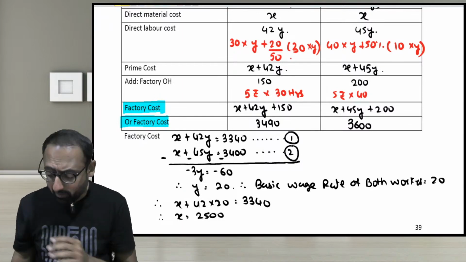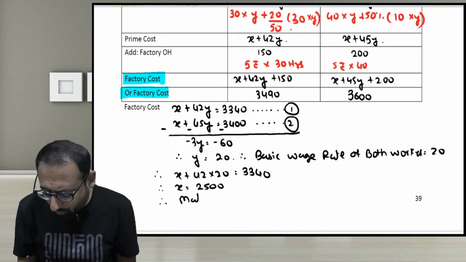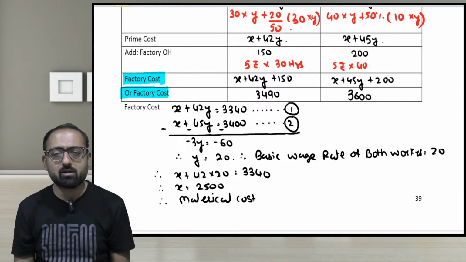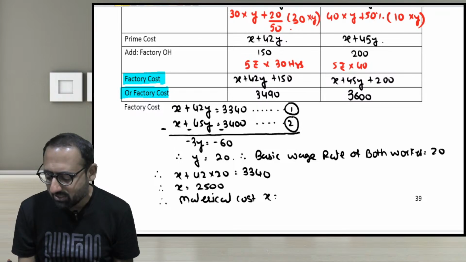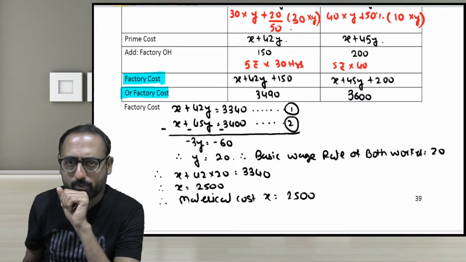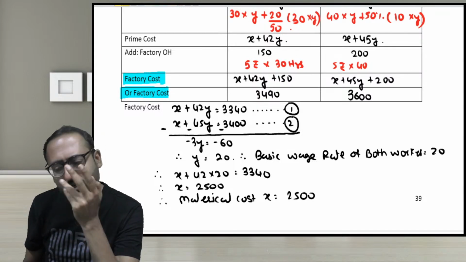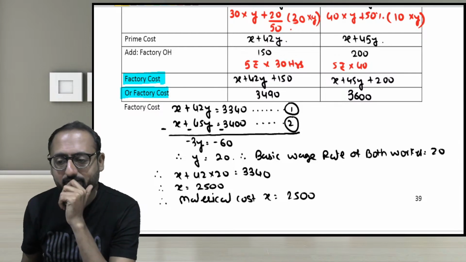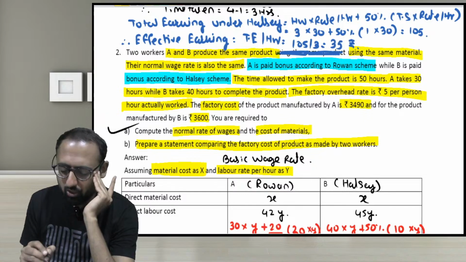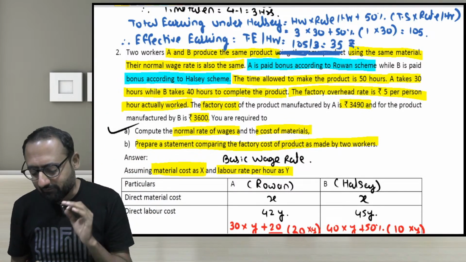So what is the x here? Therefore, the material cost for both the workers is the same. Material cost x is equal to 2500. So boys and girls, we have calculated the wage rate. The basic wage rate is 20 rupees per hour, and we have calculated the material cost consumed by both the workers, 2500 and 2500. Now let's move ahead. So the first question is completed. Compute the normal wage rate: yes, normal wage rate is 20. Cost of material is 2500.